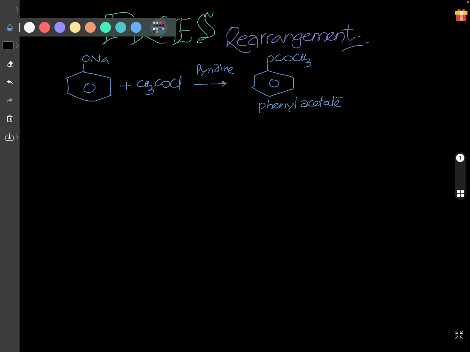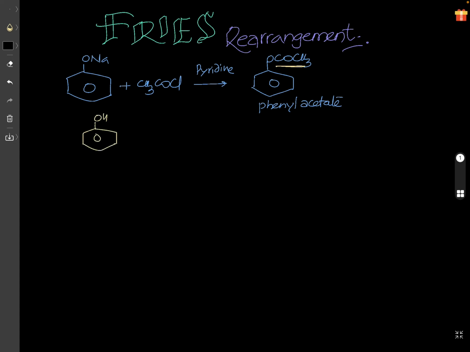Once after formation of this kind of phenyl acetate, this group will be migrated to either ortho or para position. This can be obtained even from phenol by using acetic anhydride also. If you are using concentrated sulfuric acid to remove the water molecule, you will be getting the same product, OCOCH3. Phenyl acetate only you will be getting, as well as CH3COOH.